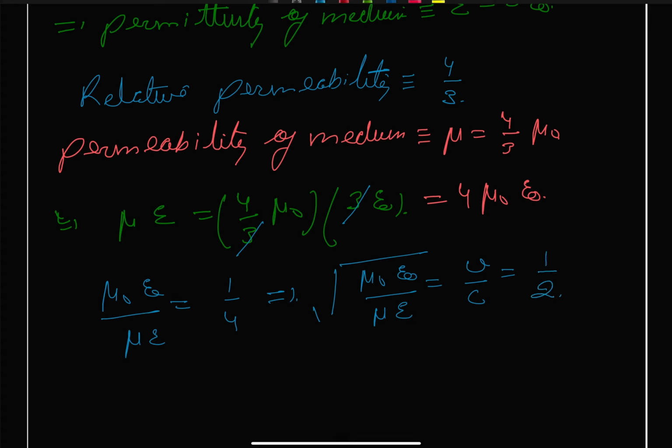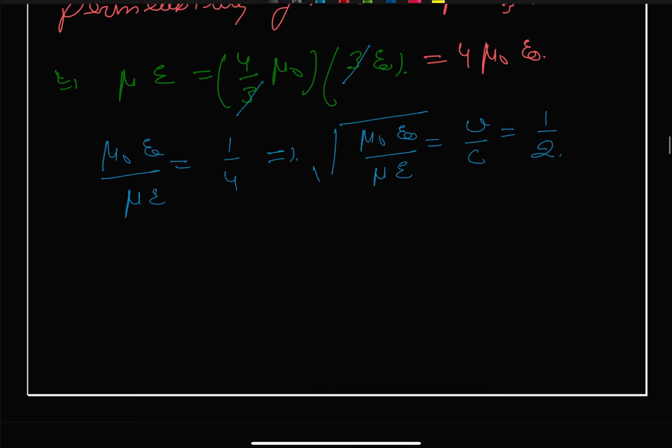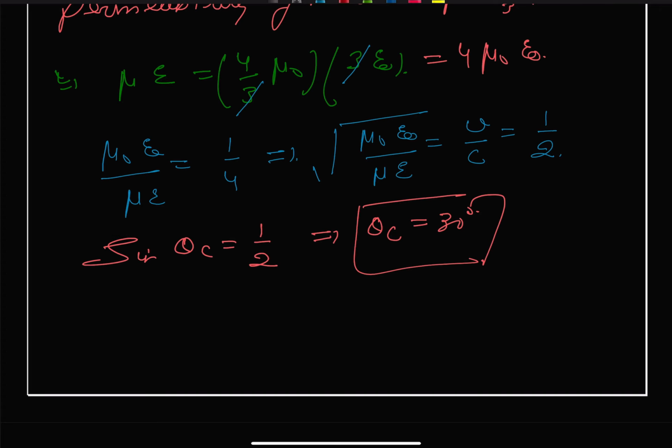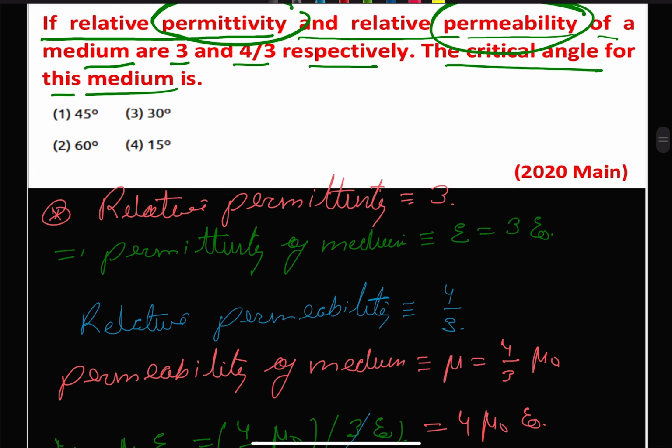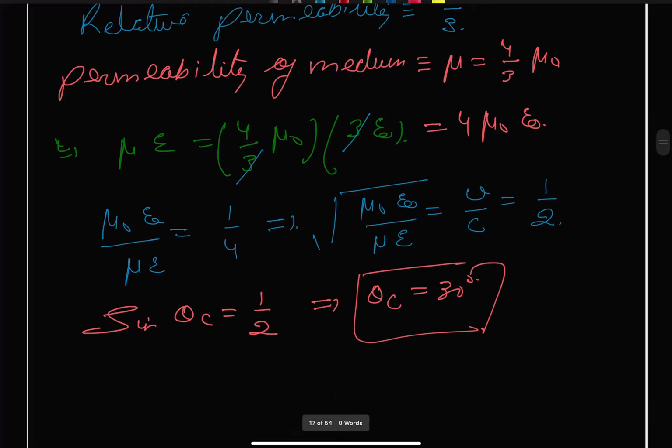And this is nothing but our sine of critical angle. So you can say sine of theta C is equal to 1/2, and this gives us that the critical angle will be equal to 30 degrees. So option number 3 is the correct one.